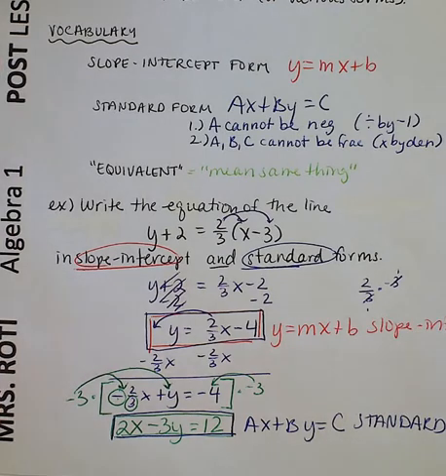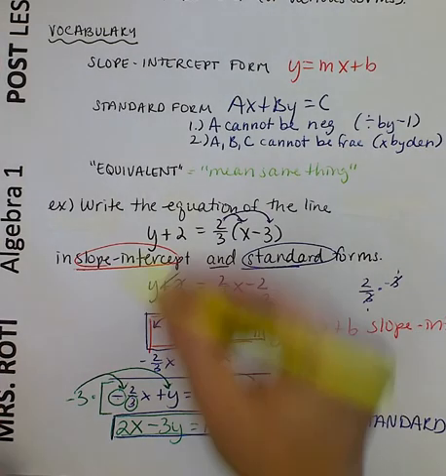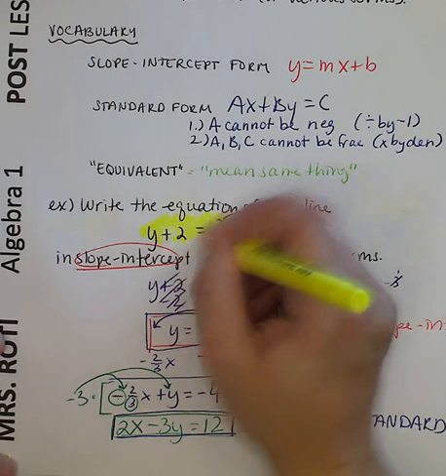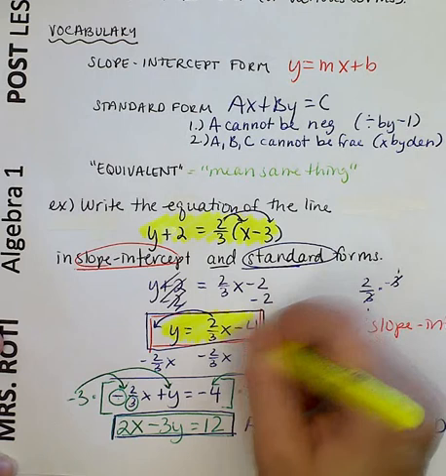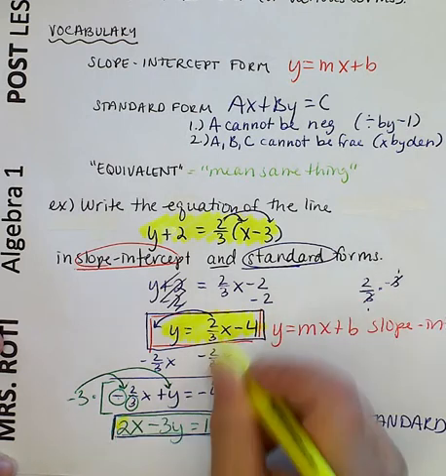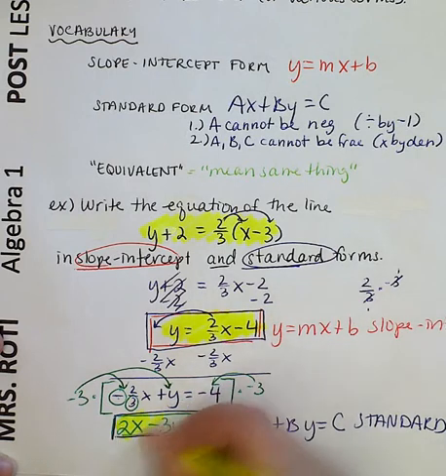So this problem, written in point-slope form, is equivalent to this in standard form. I'm sorry, this in slope-intercept form, and this in standard form.